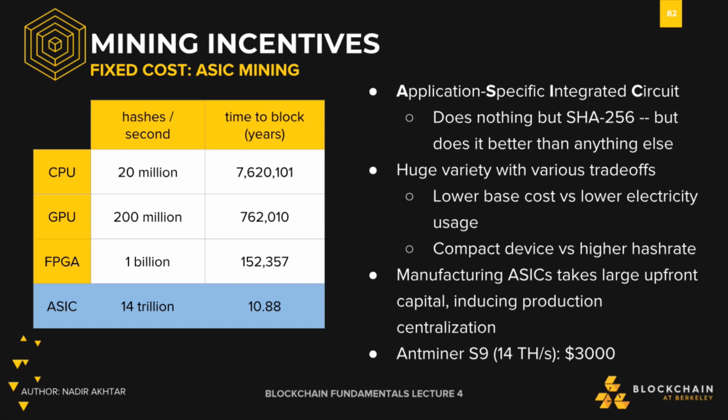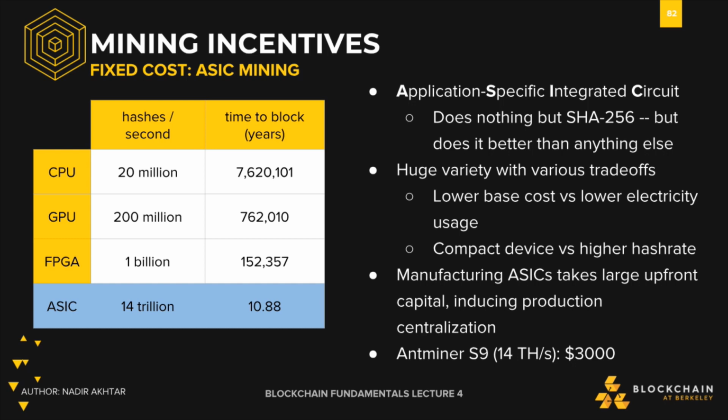What is time to block? Time to block? Where does it say that? The second column. That means how long it takes for you to find a valid block with this sort of computing power. It takes 10 years to do that? Yeah, on average. And it's not 10 anymore, it's now 11.